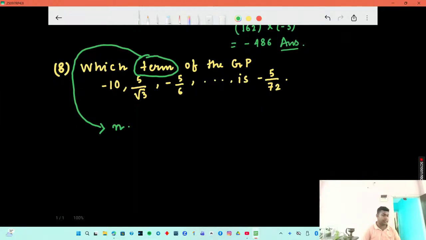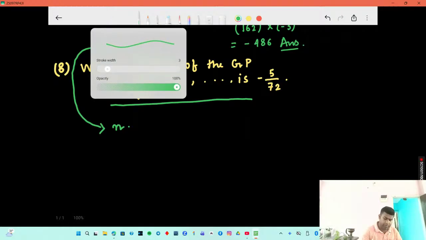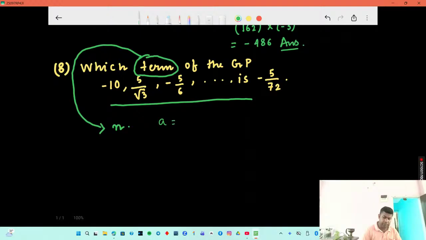So in order to find the value of n, we have to first find the value of a and r. a is denoted as the first term and r is denoted as the common ratio. So let us extract the value of a and r from this series. What is the value of a and r? The value of a is minus 10. Is it clear to you?